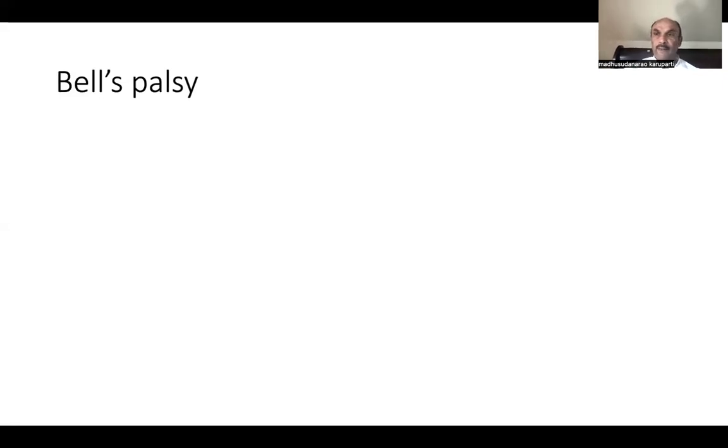Topic of today's lesson is on Bell's palsy. Bell's palsy is the episodic acute onset of the paralysis of the facial muscles due to the injury to the facial nerve. It is idiopathic, of sudden onset, and most of the patients recover completely even without the treatment. The cause is not known well.